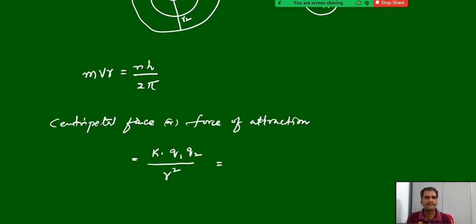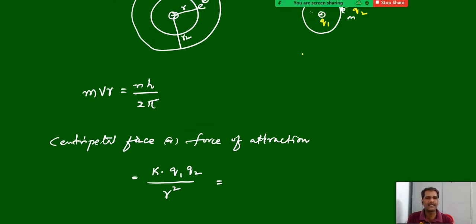The charge of the nucleus indicates the number of protons present in the nucleus. In the case of a hydrogen atom, we can take one proton, but in the case of helium, lithium, sodium, it depends on the number of protons present in the nucleus, which is equal to the atomic number. So what can we write for Q1? Q1 means the total positive charge. It is equal to the atomic number Z into the charge.